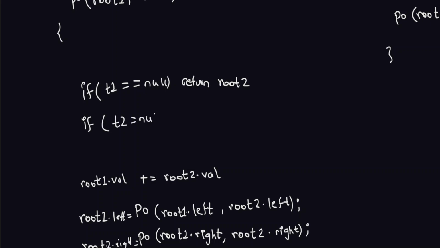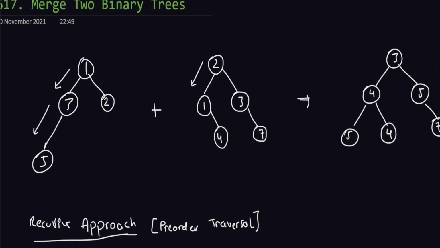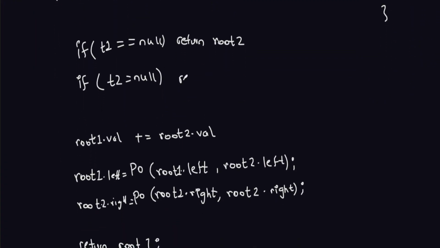t2 is equal to null, then that is also quite simple. For example, this was null, right? So if this is null, we could have simply returned the node itself. So we can return root1. Yep, and this is the code that we wanted.